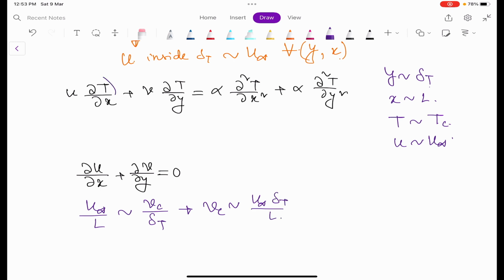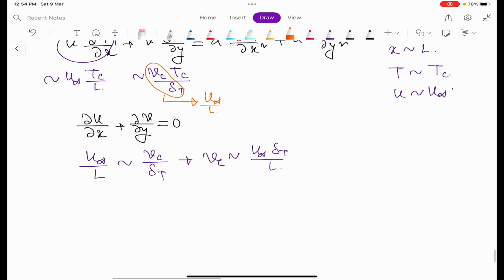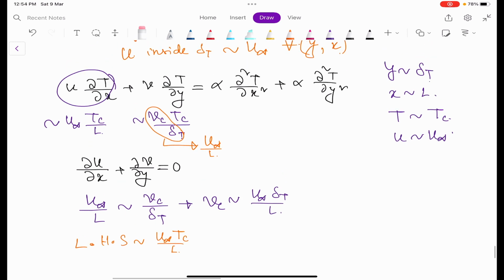So if I now consider the order of magnitude of this term, it will be u infinity into Tc by L, and this will be Vc into Tc by delta t. But Vc by delta t is of the order of u infinity by L. So the total LHS is of the order of u infinity Tc by L.